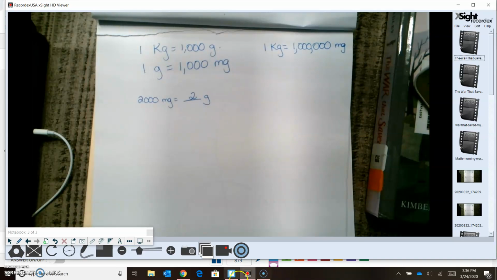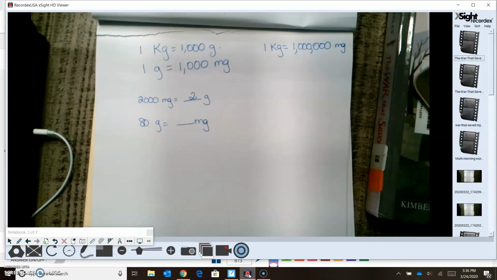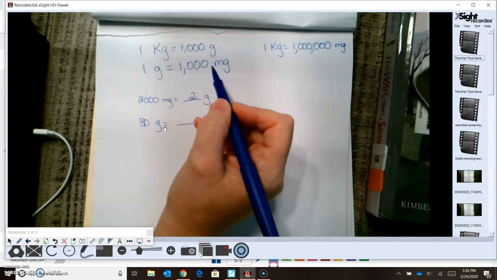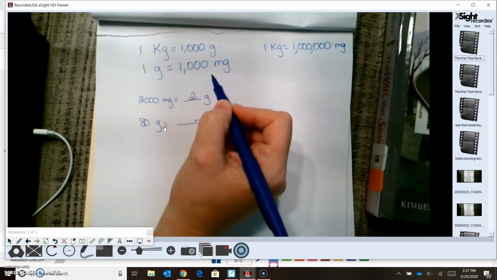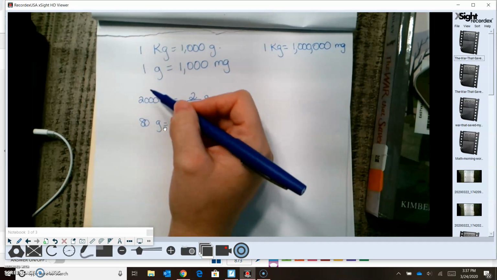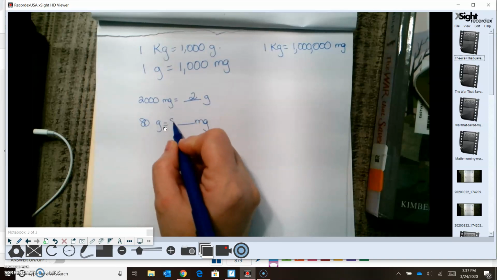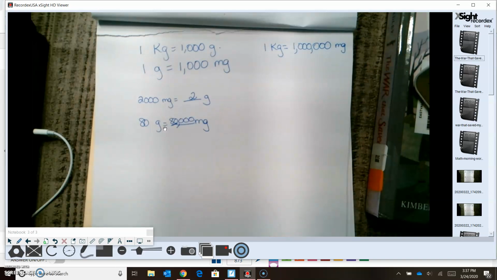All right, looking at the next one. We have 80 grams is how many milligrams? Back to our paper. 80 grams is how many milligrams? Well, if 1 is 1,000, how many is 80? If 1 is 1,000, 2 is 2,000, 3 is 3,000, 4 is 4,000, 5 is 5,000. We're multiplying, right? So 80 multiplied by 1,000, we kept our base number here, and we added our 3 zeros, 80,000.